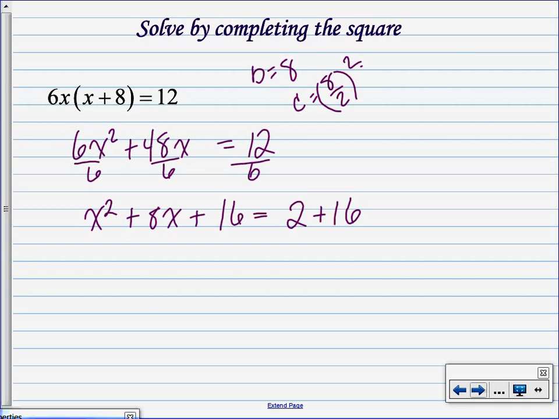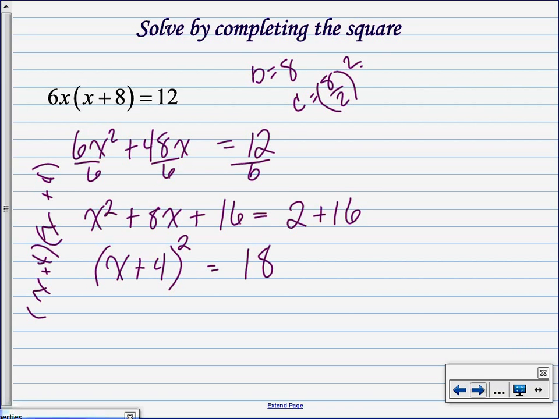Okay, now I need to factor this, right? And what does it factor to? x plus 4 squared. What are the factors of 16 that add up to 8? And they're the same, so I can write it as a square. And what is this equal? 18. Yay, Carla. 2 plus 16 is 18. That's a hard one for Algebra 2 kids.